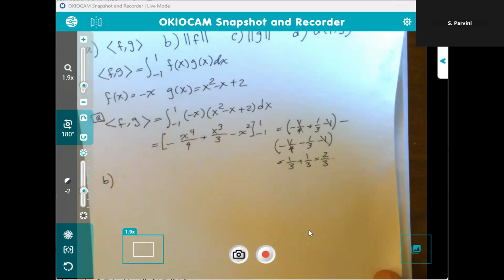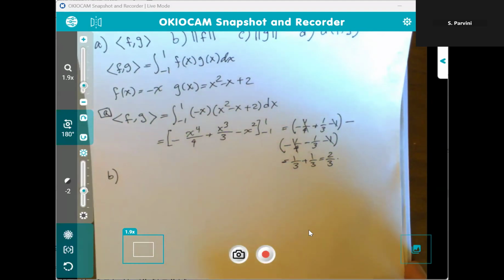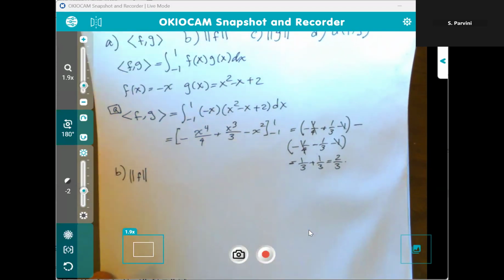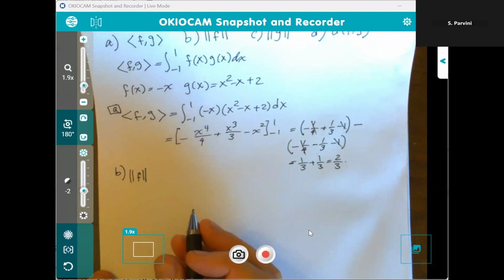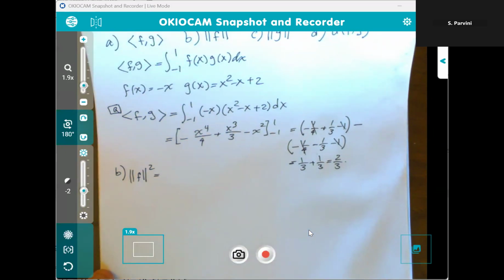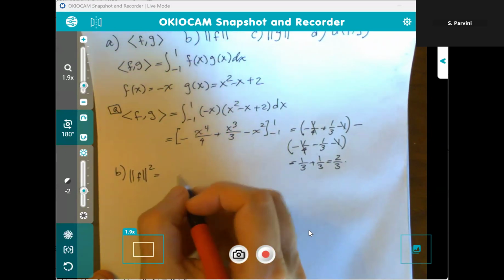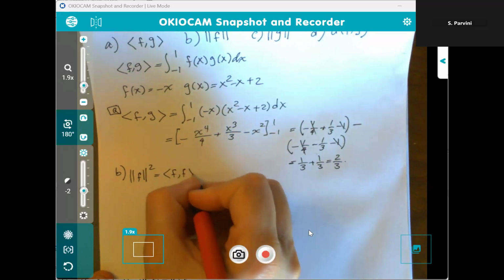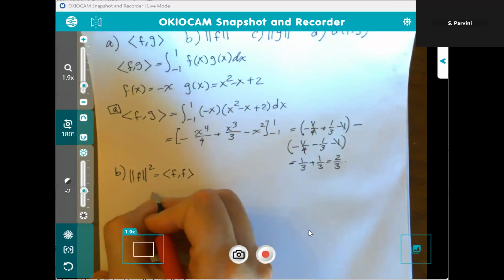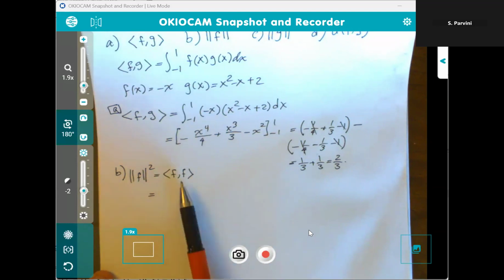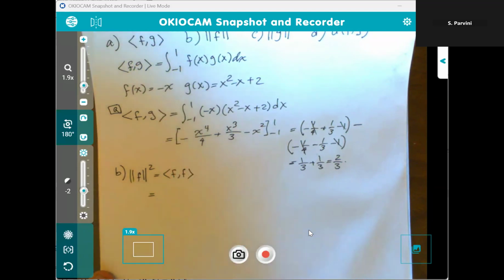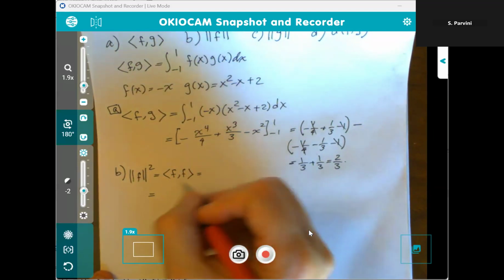So in part B, we want to find the magnitude of f, right? The magnitude of the function. Well, we know the magnitude of any vector squared is the inner product of the vector with itself, right? So we're going to have to do the inner product of f with itself. What does that mean? This time, the second function, instead of g, we have f. So that means f comma f. Let me write that.